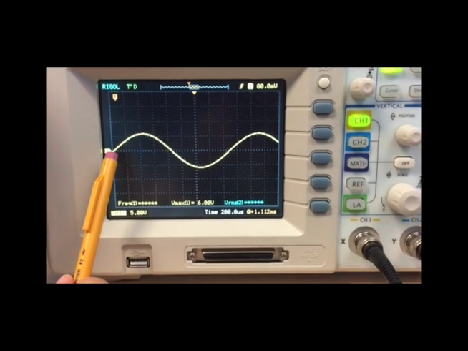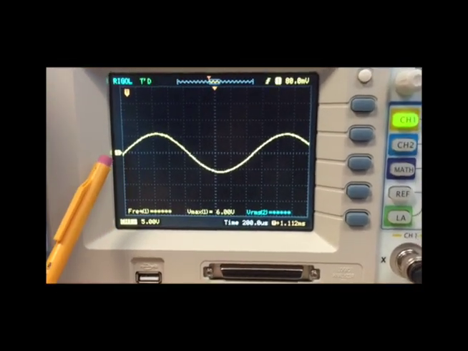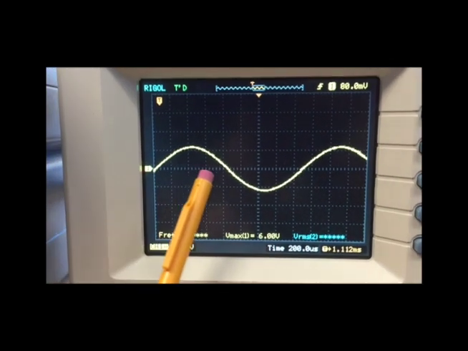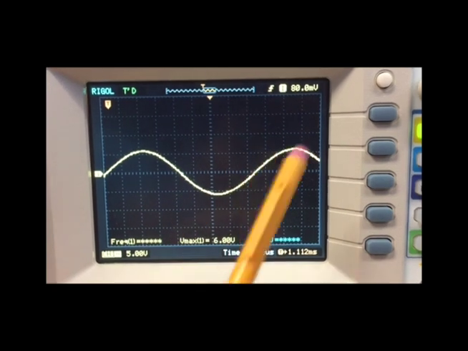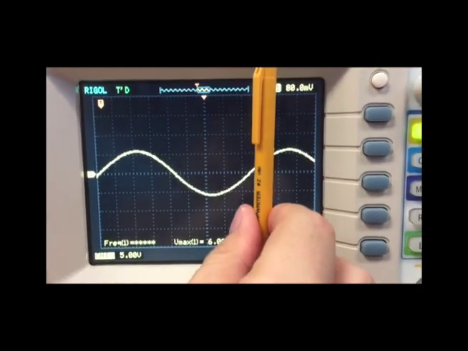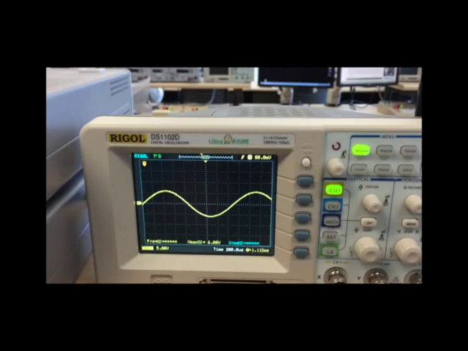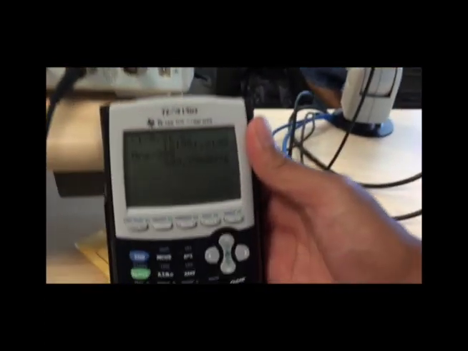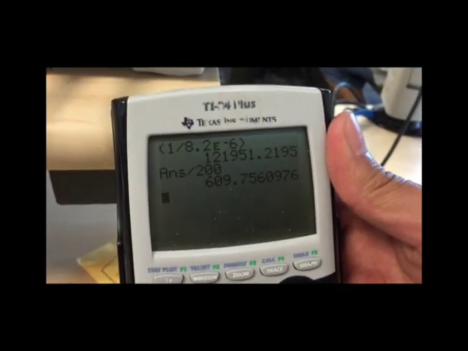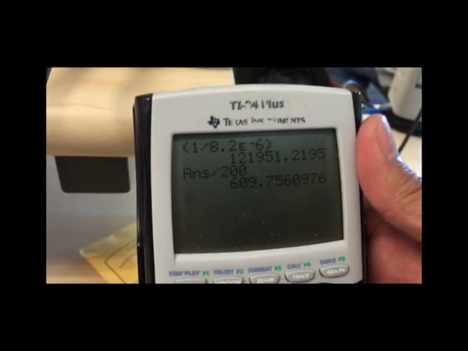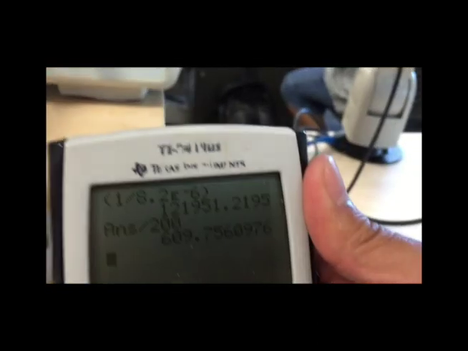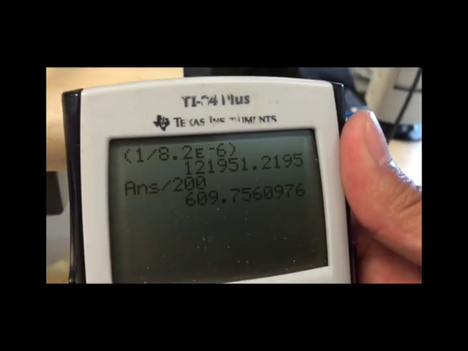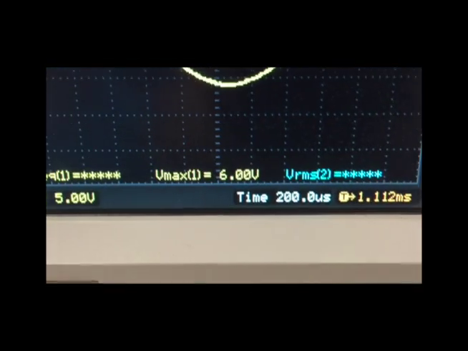Right here we're using the old school method. Basically what you want to do is count the squares it takes for one wavelength to complete. Here it takes about 8.2 squares to complete a wavelength. So what you want to do is use the old school formula: frequency equals 1 over time. Therefore, 1 divided by 8.2 to the negative 6 equals that. And then we divide that answer by 200, and that gives us our frequency. And the number that we got right there, 2 times 10 to the negative 6 power, that's going to be 200 nanoseconds right there.